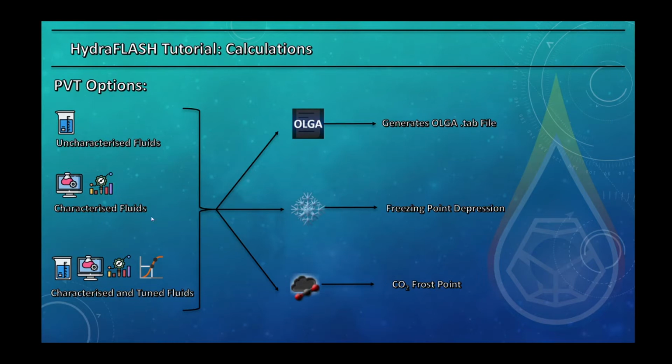So again, in the miscellaneous PVT options, you have the Olga calculation module, which generates a tab file, which is used for compositional Olga simulations. The freezing point depression of water, please remember, it's the freezing point depression of water due to the presence of salt and or inhibitors. And the SLE, solid liquid equilibrium of CO2. So when you want to know at which conditions solid CO2 forms in the system, you can use this calculation module.